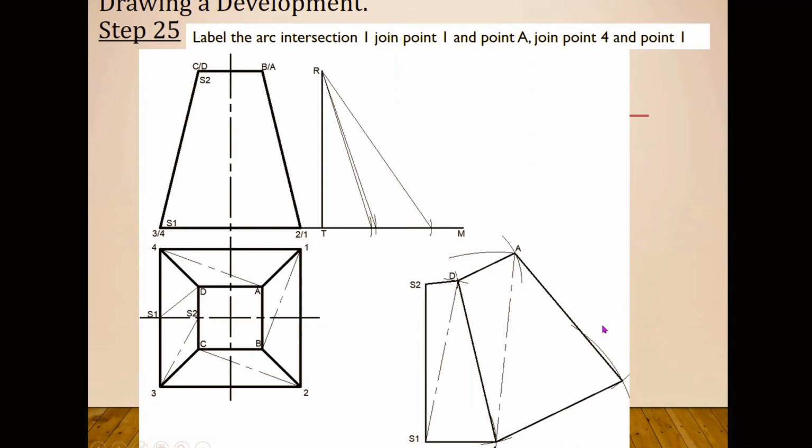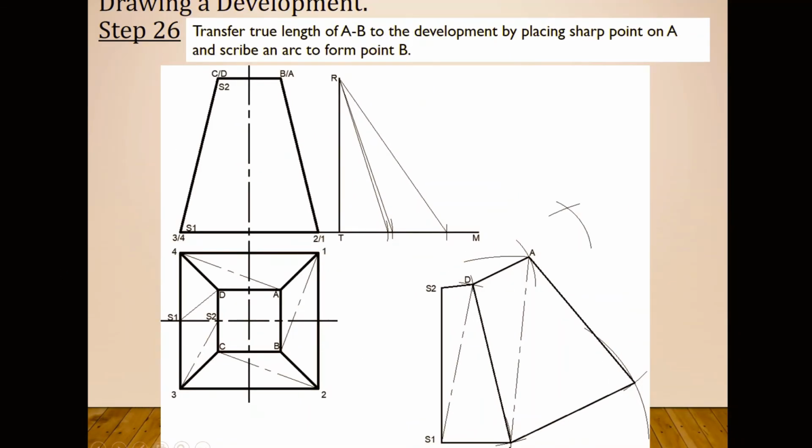You join this line because there's a line that starts from A to 1, and from 4 to 1. Then you find a point, now we're looking for B. You're going to measure a distance from A to B using a pair of compass. You place your sharp point, you place your lead there, you place your sharp point, and you scribe an arc here.